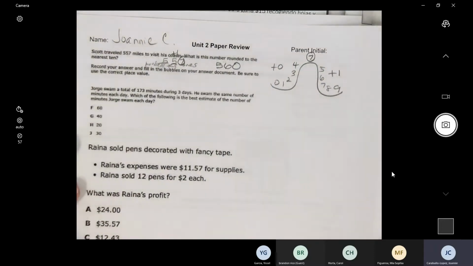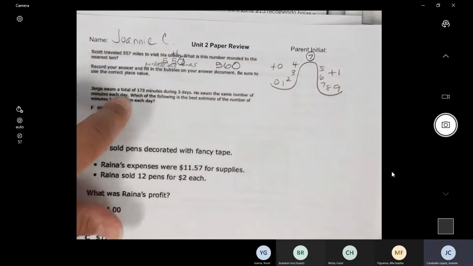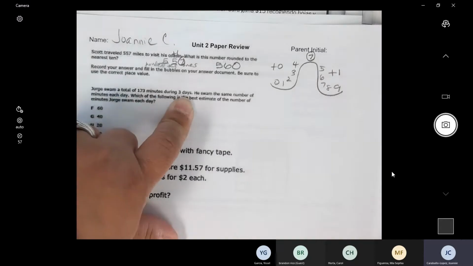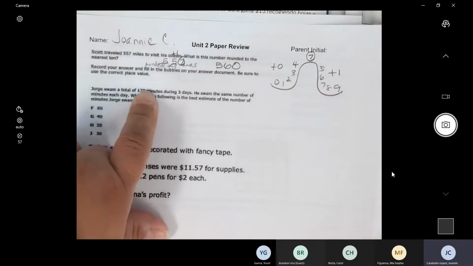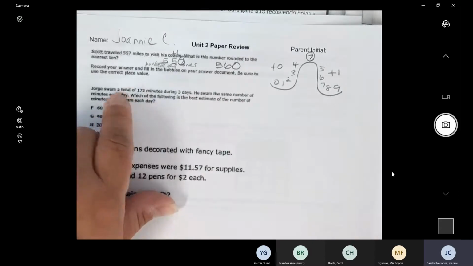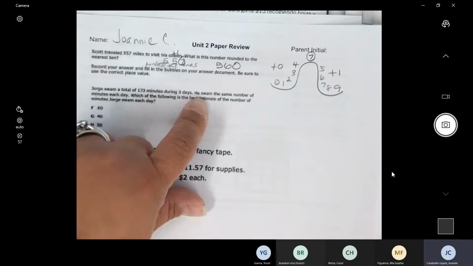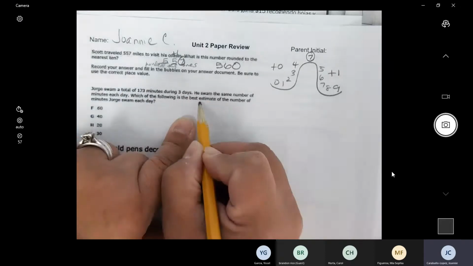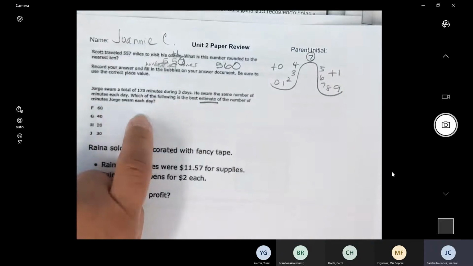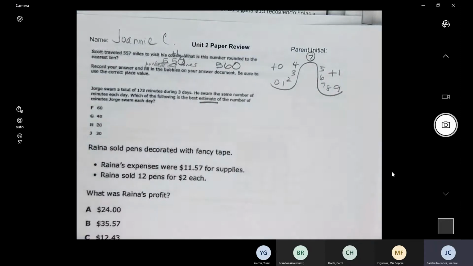So then, over here, it says, Jorge swam a total of 173 minutes during 3 days, right? How many minutes? 173 minutes during 3 days. He swam the same number of minutes each day. Which of the following is the best estimate? So a keyword here is going to be what? Estimate. The number of minutes Jorge swam each day.